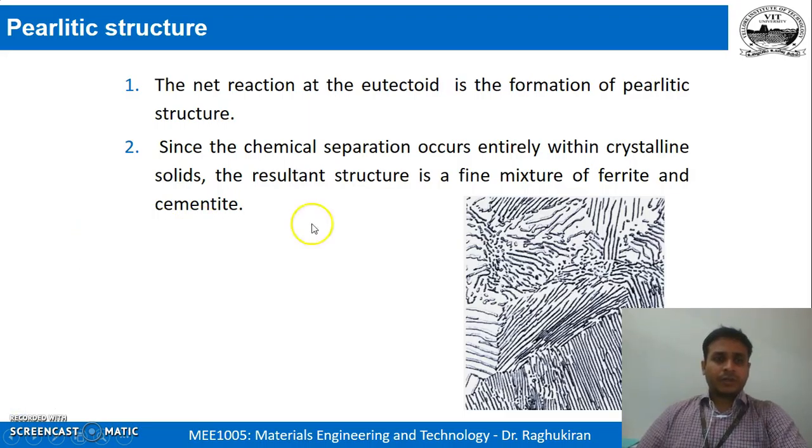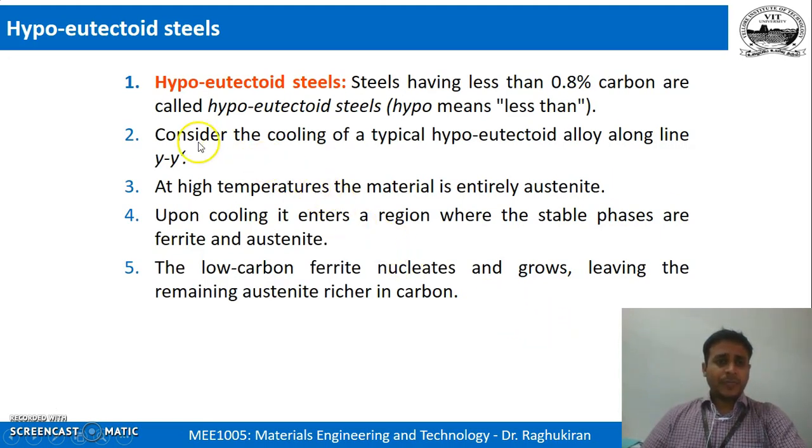Right. Now you already know this pearlite structure looks like this, a lamellar mixture of ferrite and cementite. We already discussed hypoeutectoid steels. What happens if you have less than 0.8% carbon, you have hypoeutectoid, that line we already discussed. So in low carbon steel, ferrite nucleates and grows, leaving the remaining austenite richer in carbon.